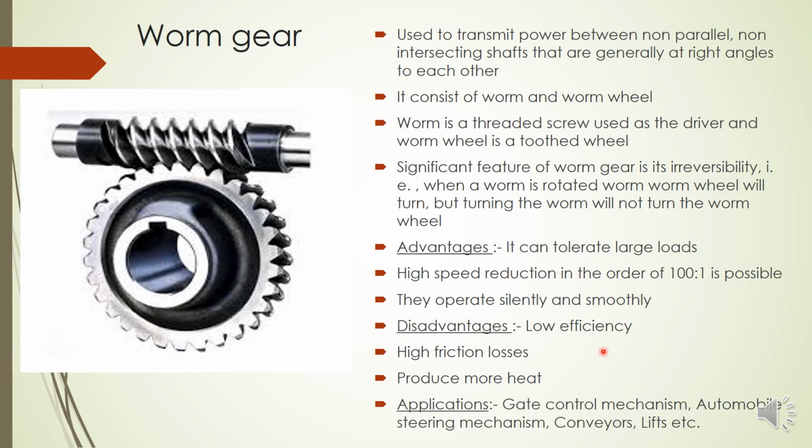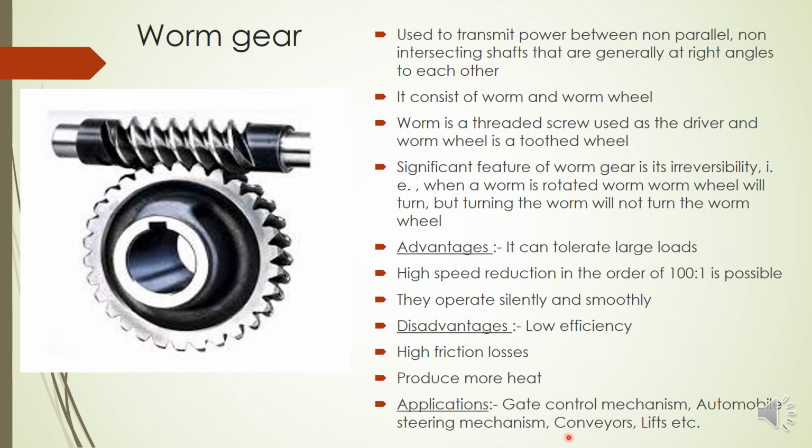The main application of worm gear is in gate control mechanisms. It can open only in one direction. It acts as a ratchet mechanism for gate control. So we can open the gate in one direction, but it cannot be opened in the reverse direction due to this irreversibility. An automobile steering mechanism also uses this concept.